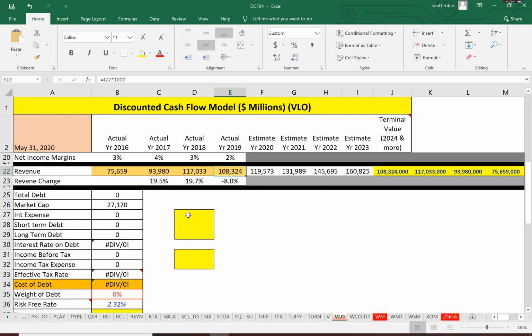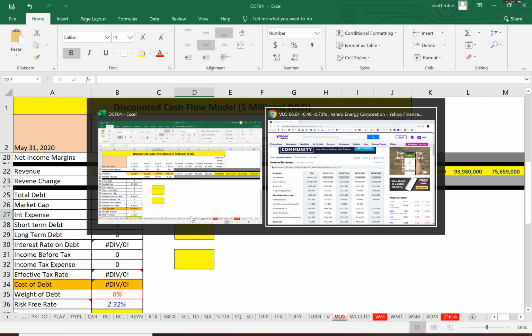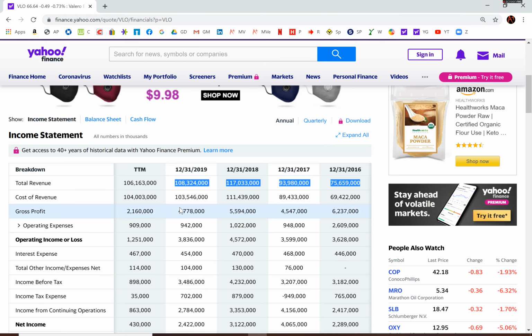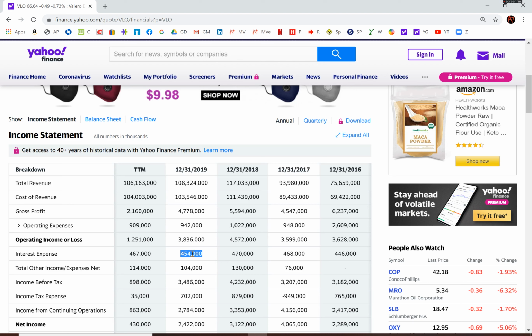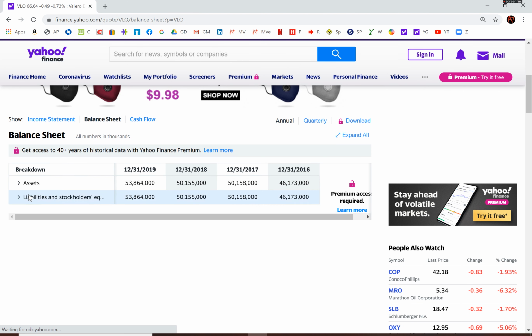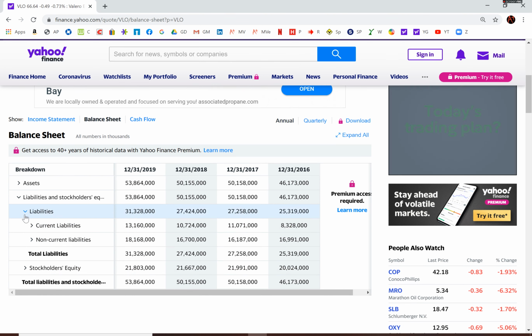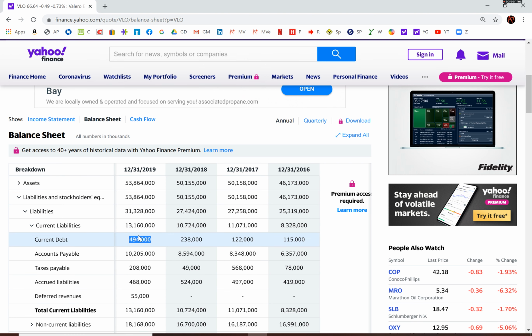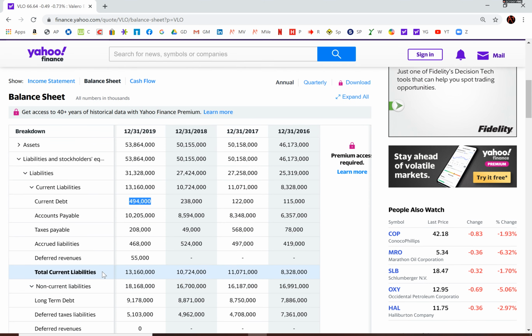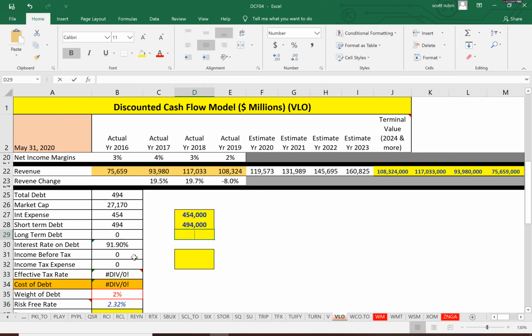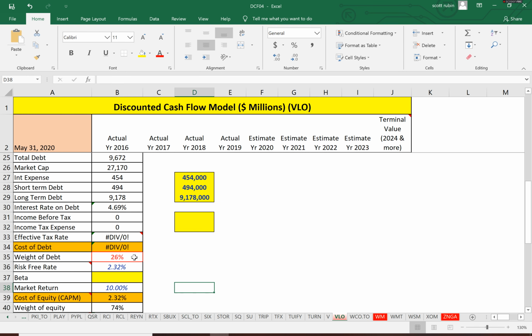But let's move on. Now we need to look at the capital structure of Valero and figure out the discount rate we need to apply to future cash flows. The interest expense is 450 million. That's the interest they pay on their debt. Let's go to the balance sheet to see how much debt they have. We'll go to the liabilities section. Current debt is $500 million. And let's see, non-current debt, long-term debt is $9 billion. So the interest on the debt is 4.7%. That's a decent interest rate.